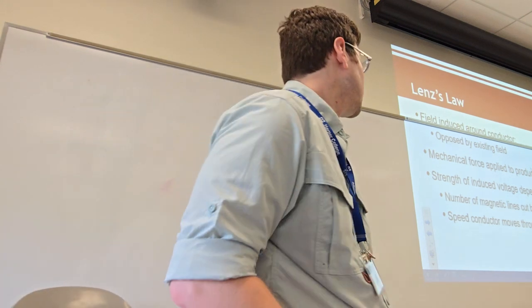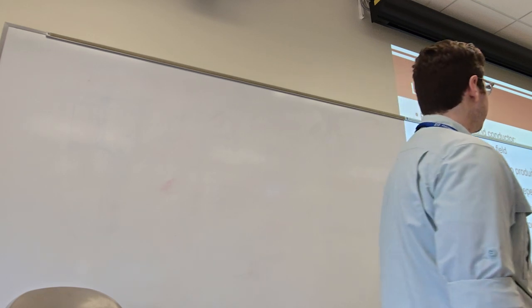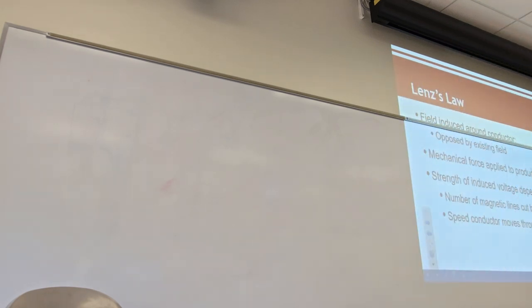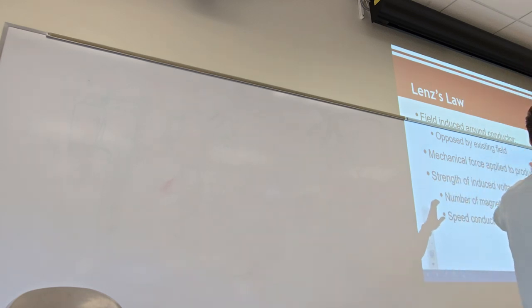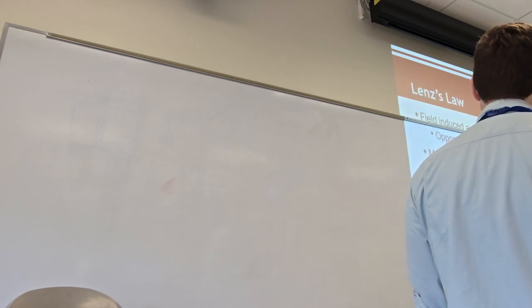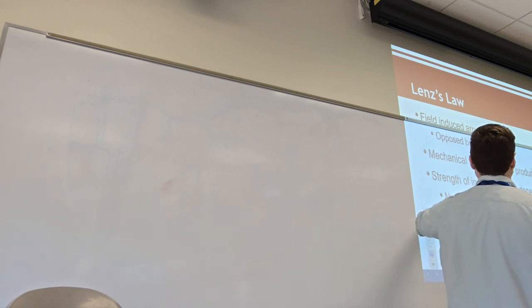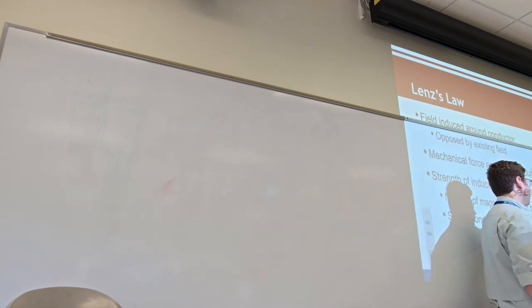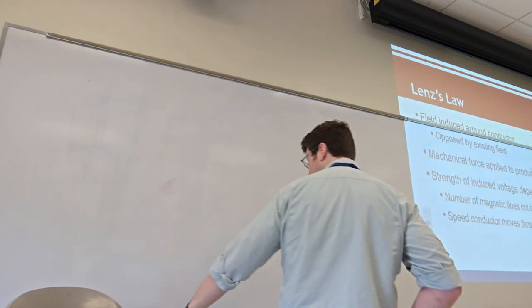All right, something called Lenz's laws. There's going to be plenty of laws in this particular presentation. But the first is Lenz's law, that the field induced around a conductor is opposed by an existing field. Mechanical force applied can produce energy. This is our motion produces energy law, essentially. The strength of the induced voltage, how good our generator is, depends on the number of magnetic lines cut by the coil. Again, that is our how many field lines.